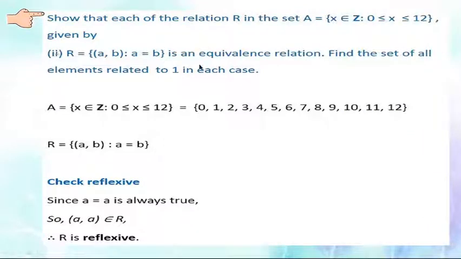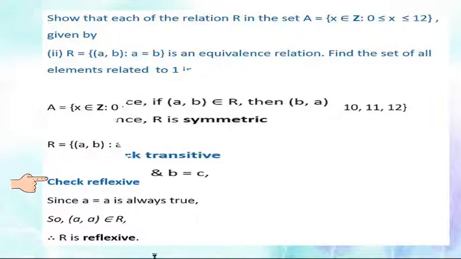Now the second part. The same set A is given and the relation is A is equal to B, an equivalence relation, and then we have to find the set of all the elements related to 1. So A is equal to B. Let's talk about reflexive. Reflexive means A is equal to A, which is true. This is always true for all the numbers. So all A belongs to R and it is reflexive.